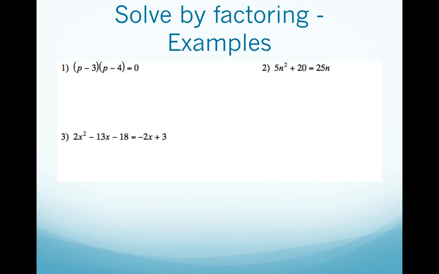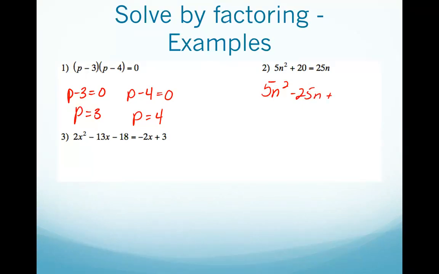The first one is already in factored form. So when you have something like this, all you do is set those factors equal to 0 and solve. So you get p equals 3 and p equals 4. This next one, we want to write it in standard form first. So that means our exponents are in decreasing order. So 5n squared minus 25n plus 20 equals 0. We have a common factor here of 5, so we're going to pull that out.